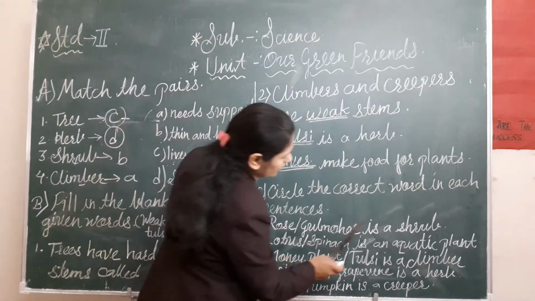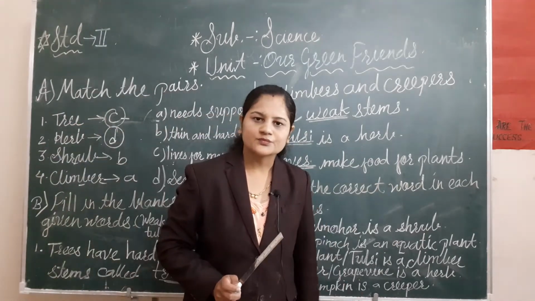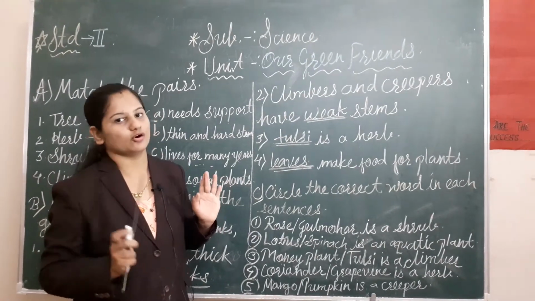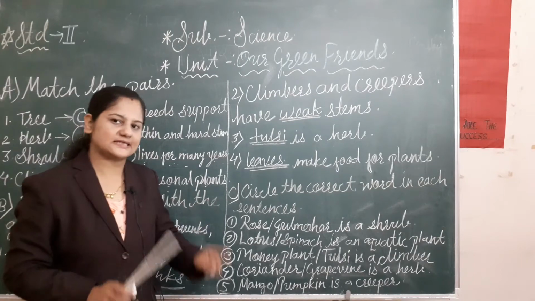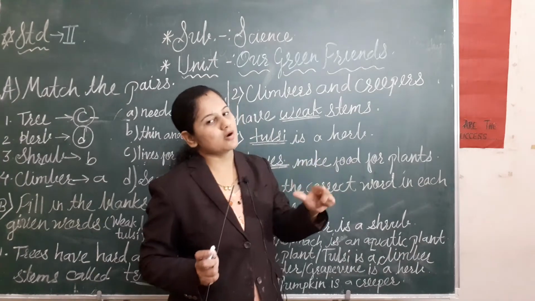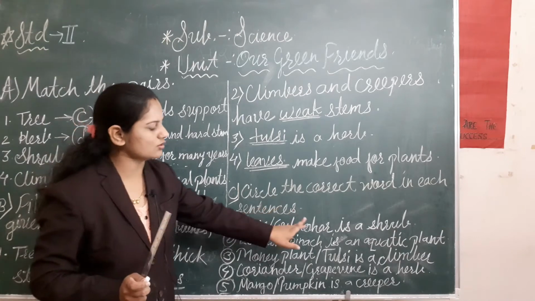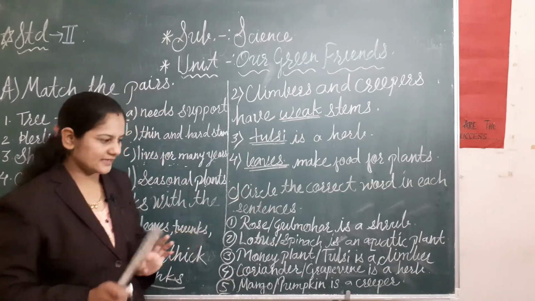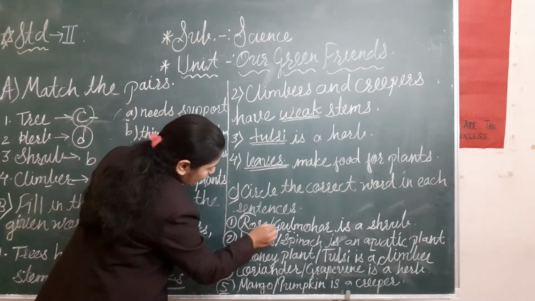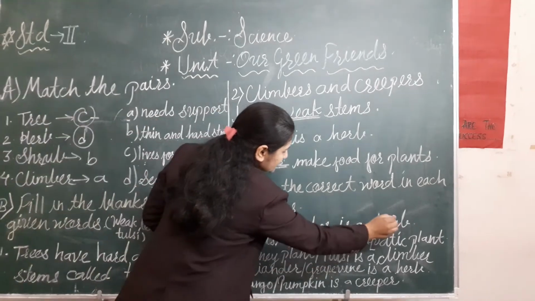Rose, Gulmohar is a shrub. In between these two plants, which plant is a shrub? Students, think about the images of the rose plant and the Gulmohar plant. The definition of a tree is that a big plant is called a tree, and the definition of a shrub is that a small plant is called a shrub. So think between these two, which is the small one? Obviously the rose plant is small. That's why rose is a shrub. Okay students, rose is a shrub.